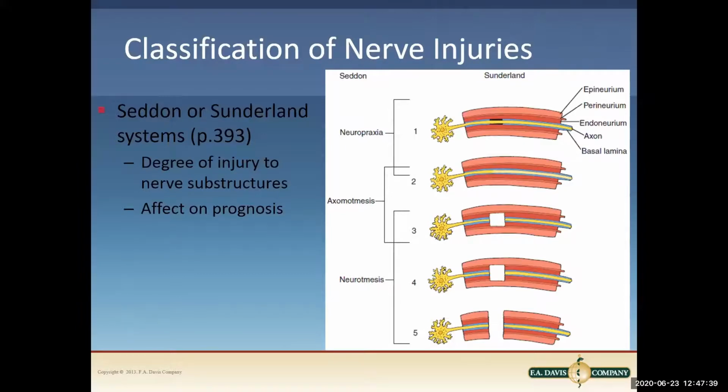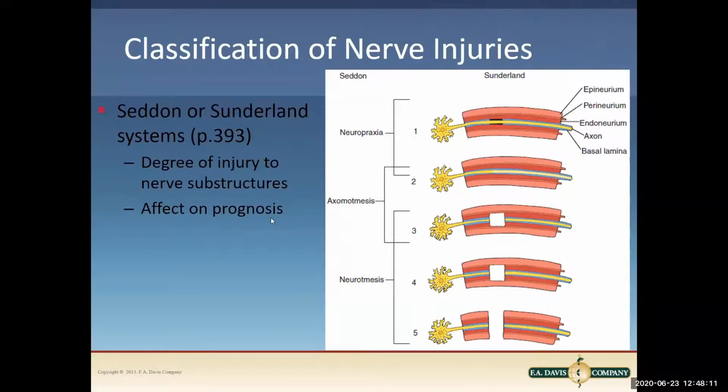But as you move up the Seddon scale and as you move up the Sunderland scale, you're getting worse. So the higher the number, the higher the level, the more damage is occurring at the nerve level, right? A level 1 injury is primarily an injury of the endoneurium, right? When we get that level 2, we're getting a little bit more damage. When we get level 3, we're getting a chunk taken out. And then we get down to those level 5s where we have a complete separation of the nerve. And so now the patient's really kind of out of luck.